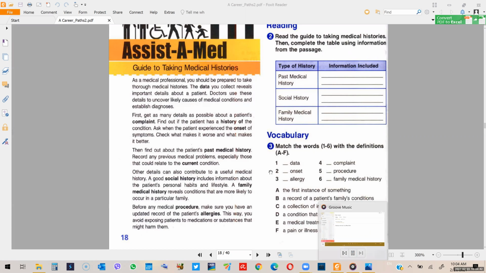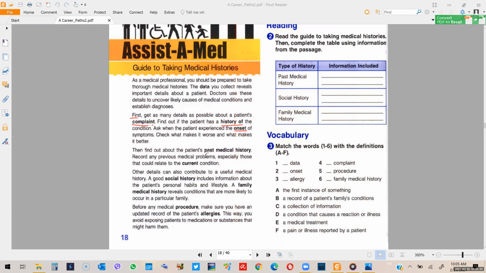Unit 8, Taking a History, Exercise 5, page 19. Assista Med, Guide to Taking Medical Histories. As a medical professional, you should be prepared to take thorough medical histories. The data you collect reveals important details about a patient. Doctors use these details to uncover likely causes of medical conditions and establish diagnosis. First, get as many details as possible about a patient's complaint. Find out if the patient has a history of the condition. Ask when the patient experienced the onset of symptoms. Check what makes it worse and what makes it better.